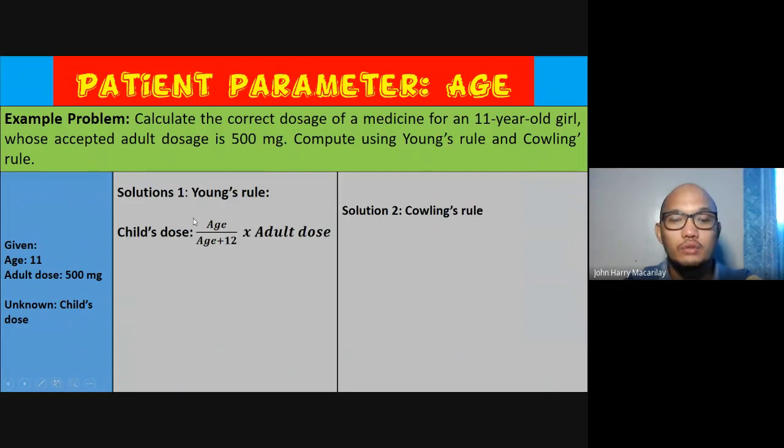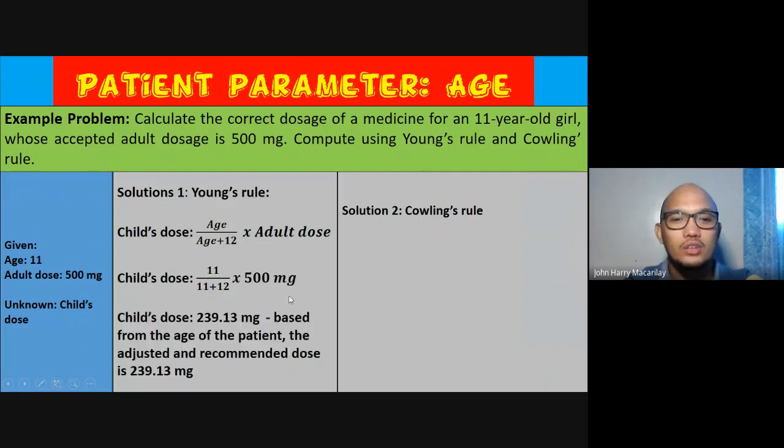So what is the current age of the child or the girl? It is 11. And then the adult dose is 500 milligram. So it will become like this. Child's dose is equivalent to 11 over 11 plus 12 times 500 milligram. Answer now is the adjusted dose is 239.13 milligram. So based from the age of the patient, the adjusted and recommended dose is 239.13 milligram.